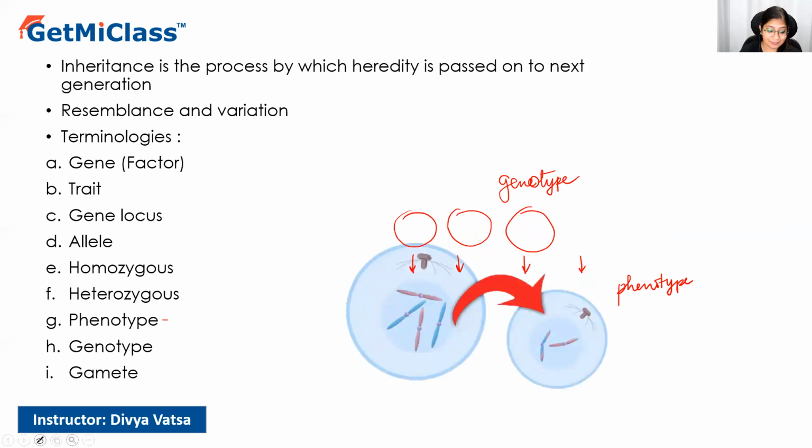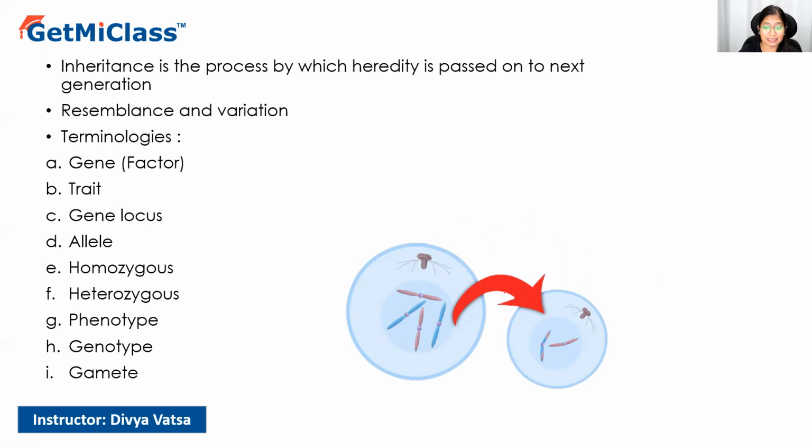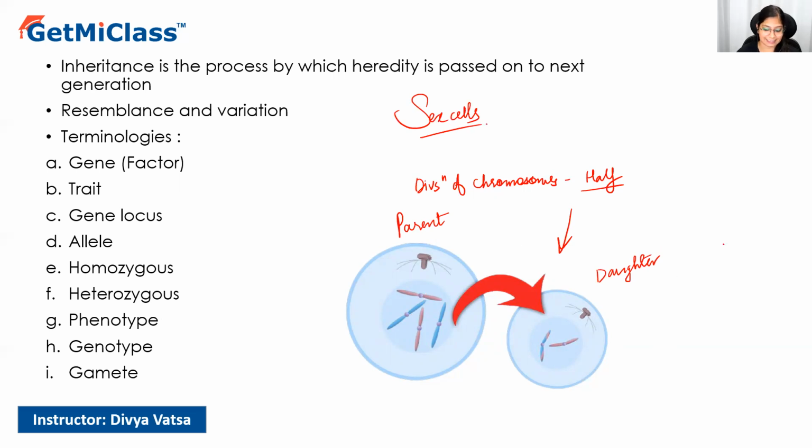Gamete, we've already studied, we already know about gametes. Gametes are basically haploid, and they are the result of division of the cells. Whenever division of the chromosomes takes place, mostly into half, that results in a gamete. So you can see in the parent cell that four chromosomes are present. But here in the daughter cell, you would see that actually only two chromosomes are present. So that way it is a gamete. And to remember, the gametes are always formed in the sex cells.